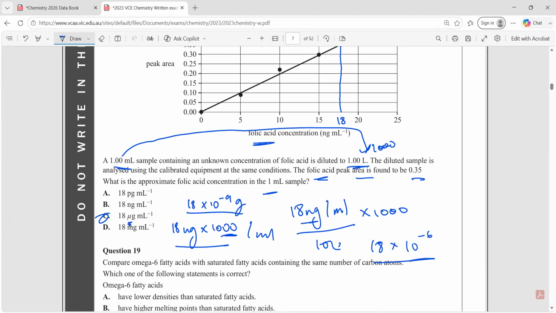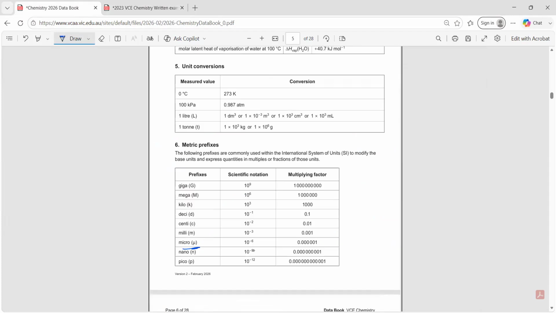Yeah. So it's just a bit of a unit conversion. It's actually not that bad. So yeah, 18. So that's 10 to the power of minus 9, but then because we times it by 1,000, so it's 3 zeros, then it goes to a microgram.